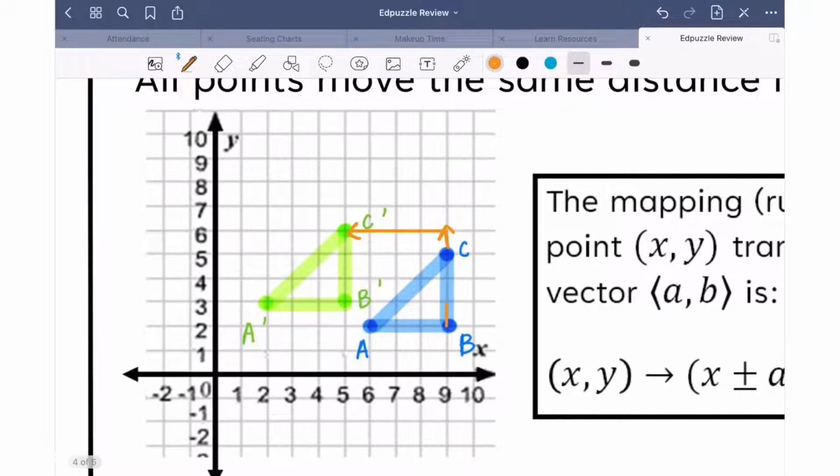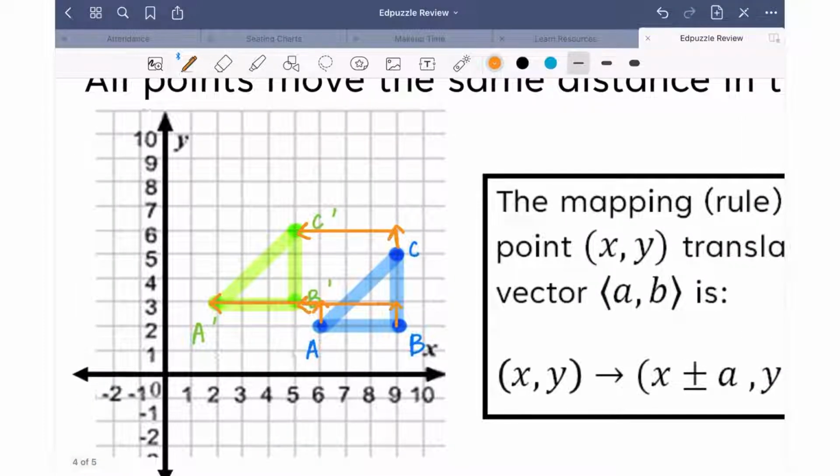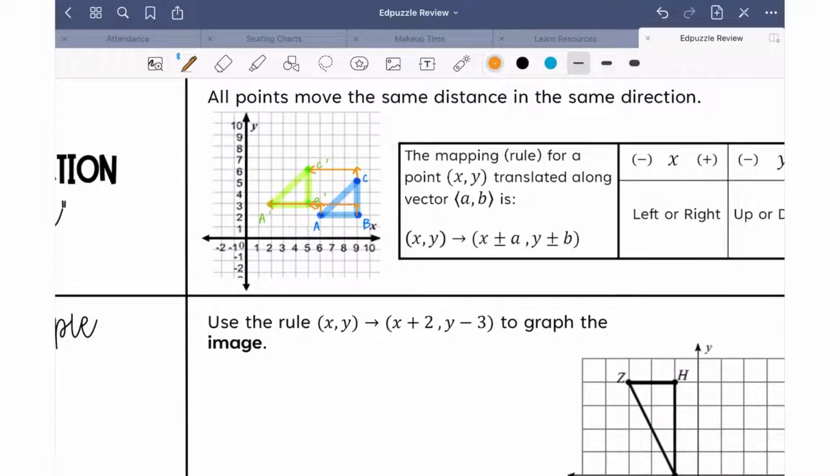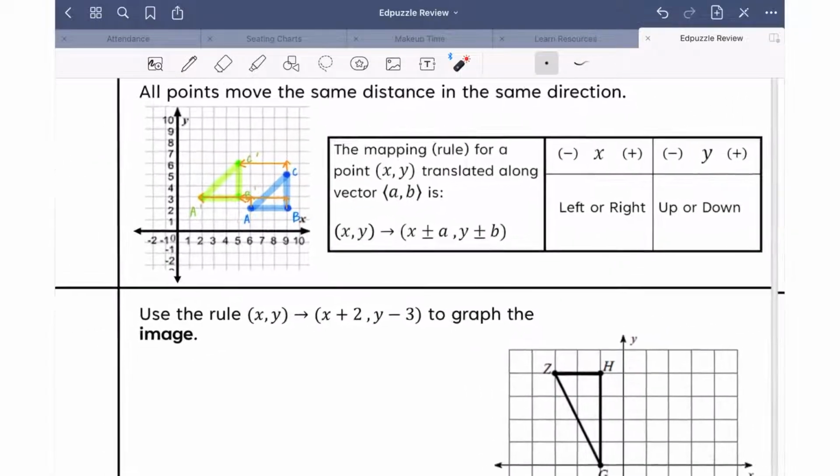It went up 1, left 4. Same for the A, up 1, and left 4. And that's how they all moved, and that is part of the definition. All points have to move the same distance in the same direction, okay? And these are the rules that we've learned already.